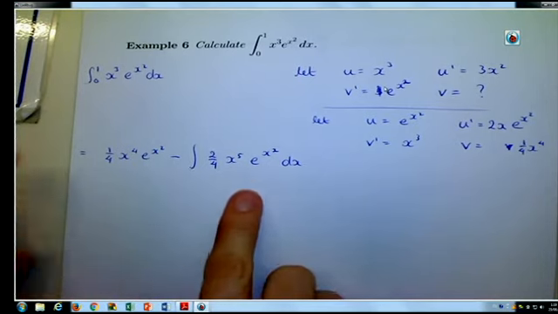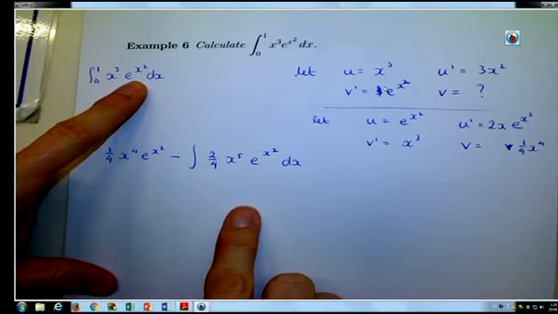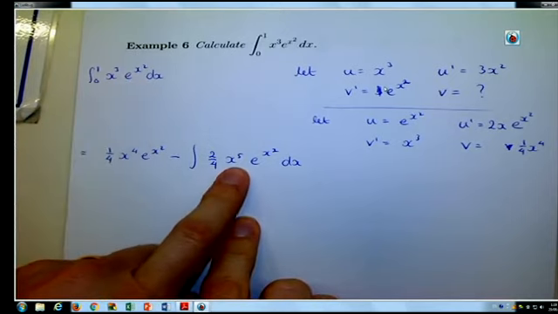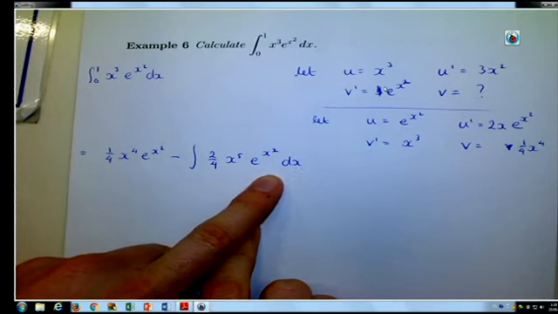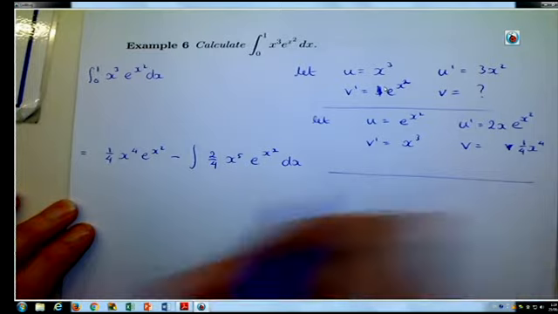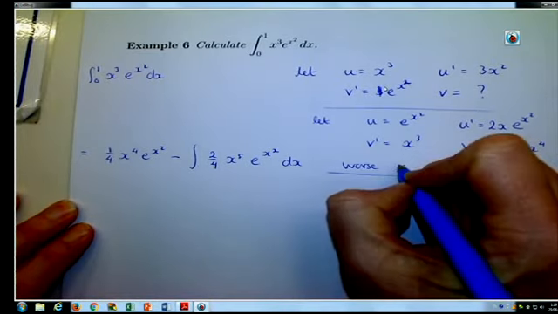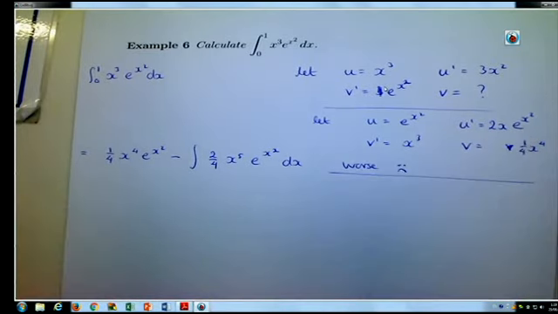Have a look here. This is the integral that we started with, x cubed e to the x squared. And now this is the integral we have to do, x to the 5 e to the x squared. That's worse than what we started with, right? All right. We have to choose something else.